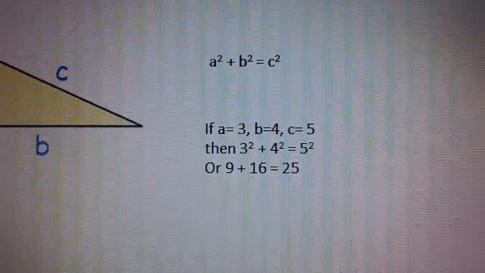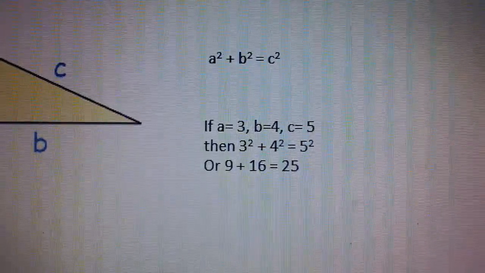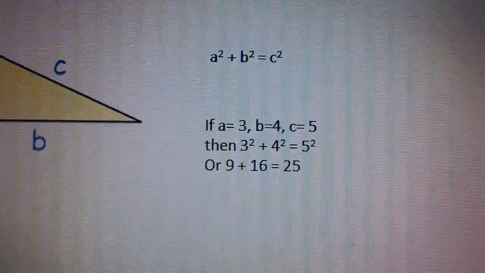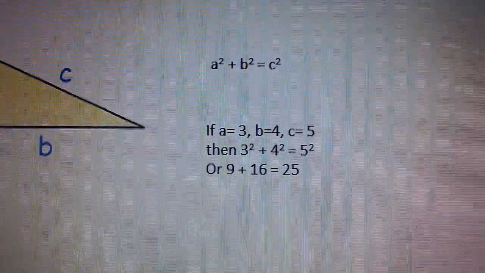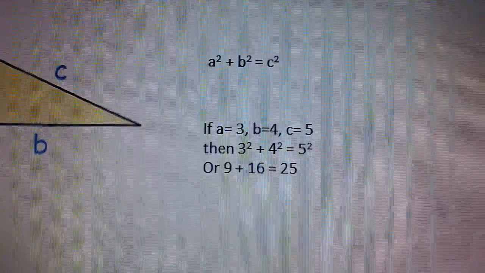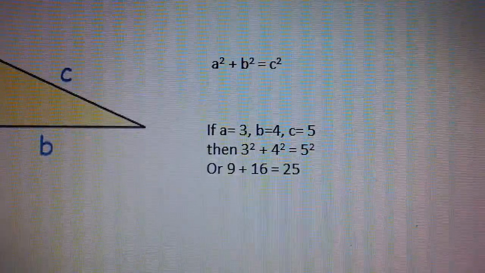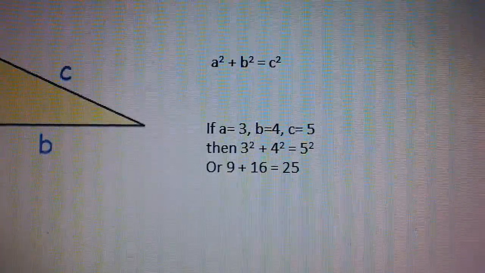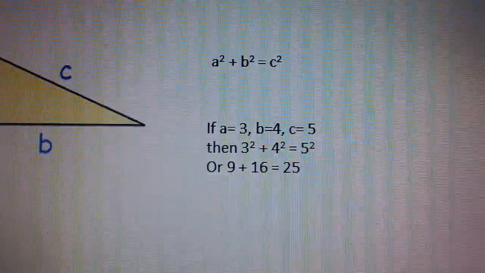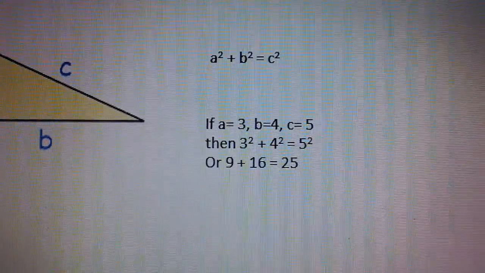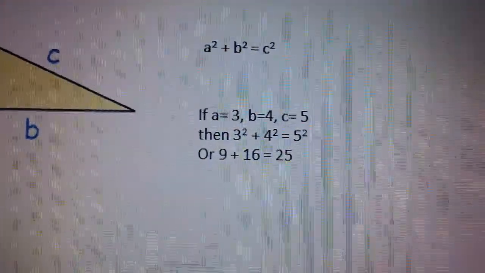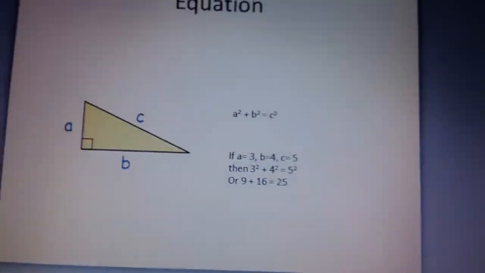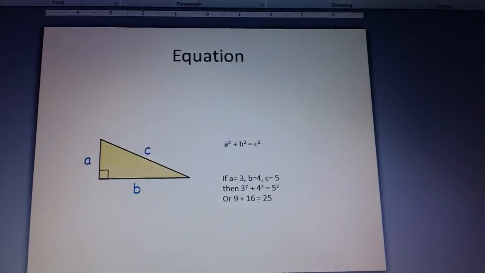These are all perfect squares, so they're easy to see: 3 squared is 9, 4 squared is 16, and 5 squared is 25. And if you wanted to check this, you could take 16 away from 25, and it would give you 9 equals 9. So no matter how you do this, it's true.